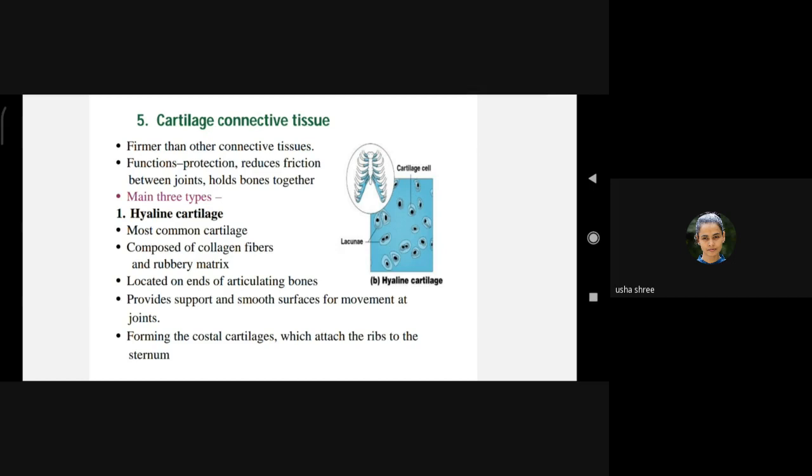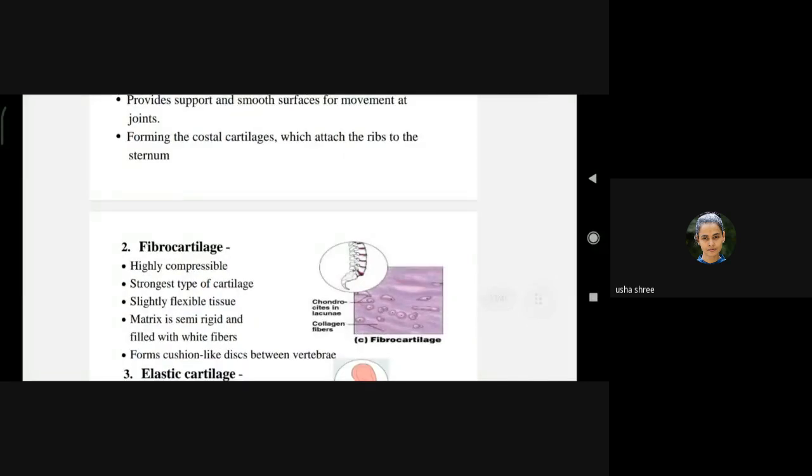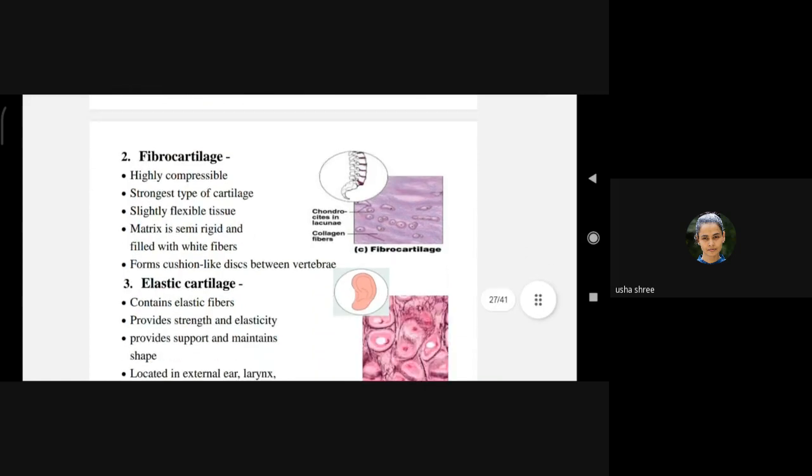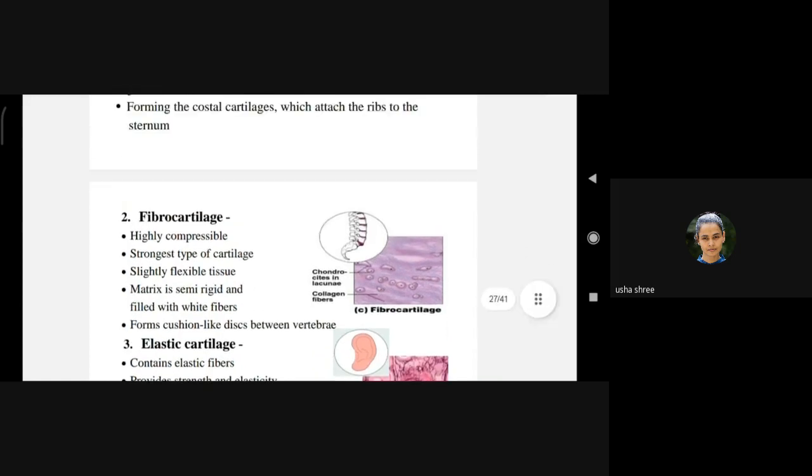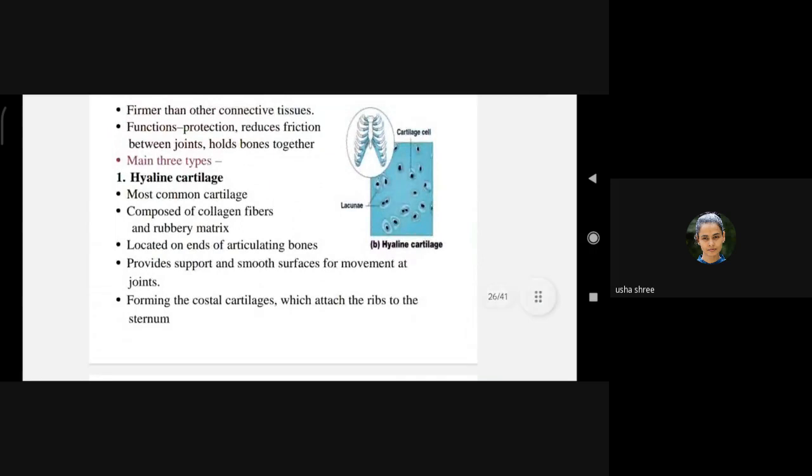The functions are protection, reducing friction between joints, and holding bones together. The main three types are hyaline cartilage, fibrocartilage and elastic cartilage. So these are the main three types of cartilage. We will go into the details. Hyaline cartilage is the most common cartilage, composed of collagen fibers and a rubbery matrix, and located on the ends of articulating bones.